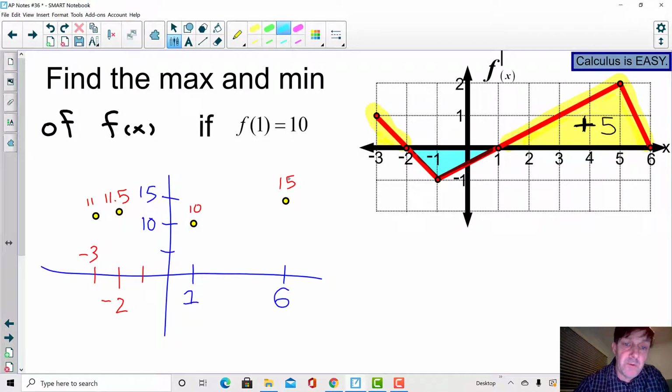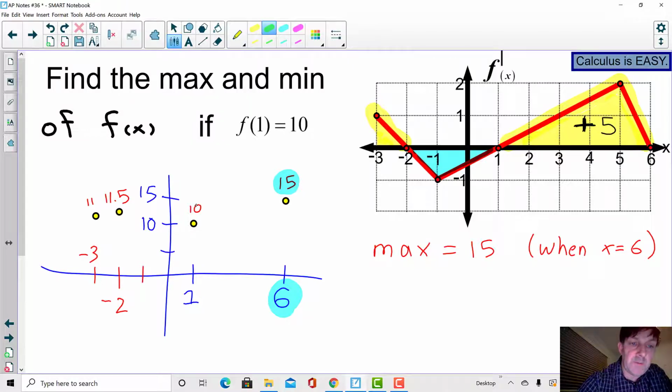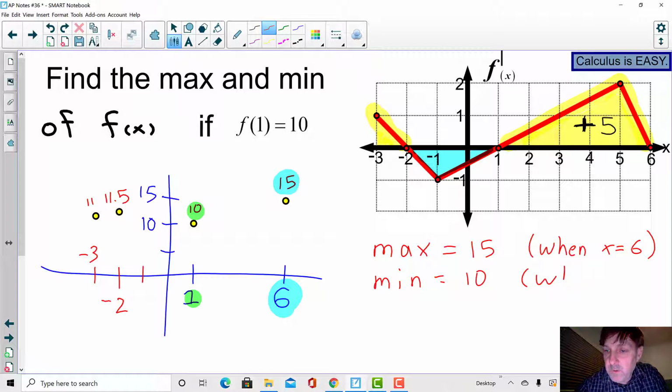Now our biggest number is going to be 15. It happens when x is 6. So we would say that our max is equal to 15, and it happens when x is 6. The min is going to be your smallest value. Our smallest value is 10. That happens when x is 1. So we can say that the min is equal to 10, and it happens when x is 1.